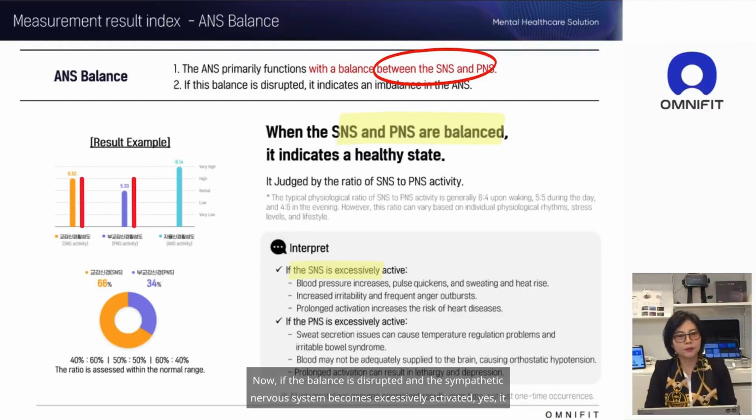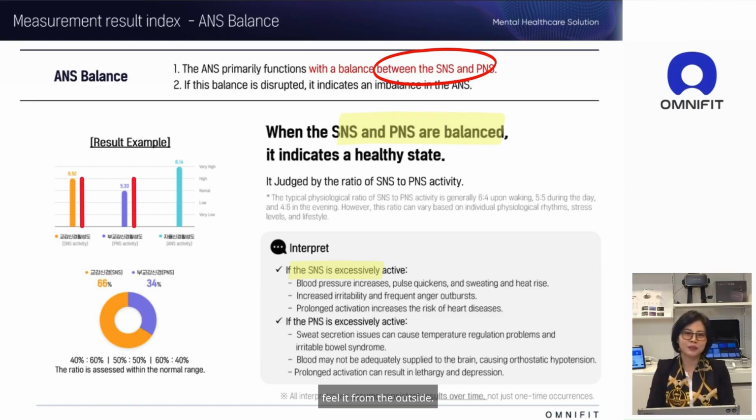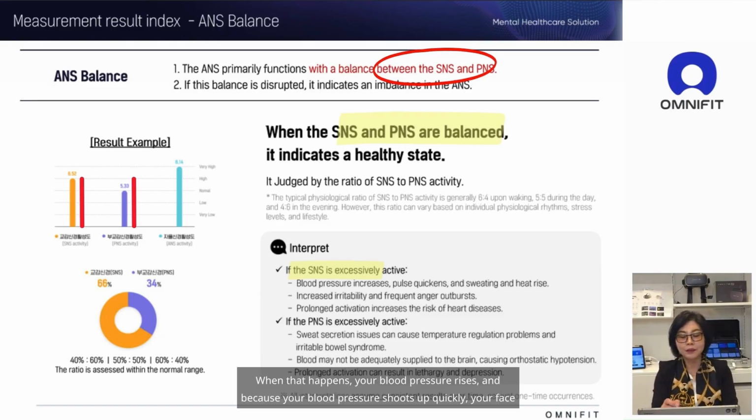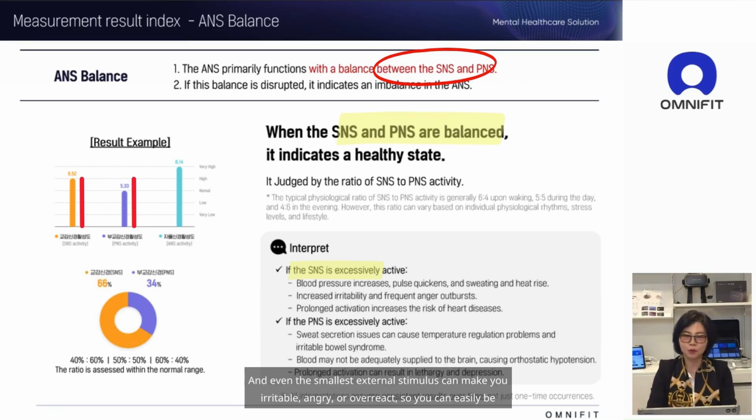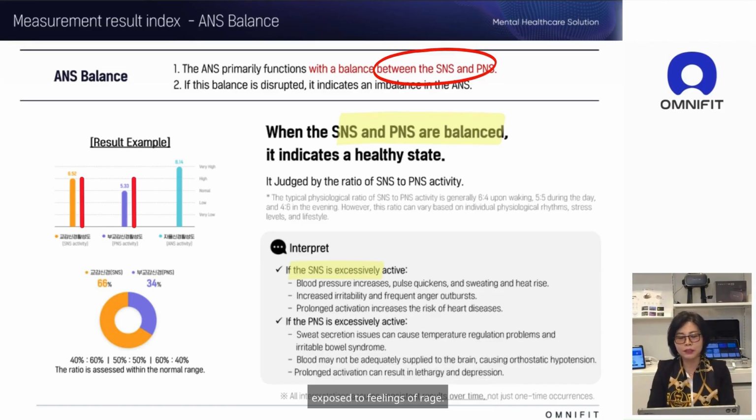Now, if the balance is disrupted and the sympathetic nervous system becomes excessively activated, it would feel like we're constantly tense and anxious, with our hearts pounding so hard that you could even feel it from the outside. When that happens, your blood pressure rises, and because your blood pressure shoots up quickly, your face might turn red and you might start sweating, and so on. And even the smallest external stimulus can make you irritable, angry, or overreact, so you can easily be exposed to feelings of rage.